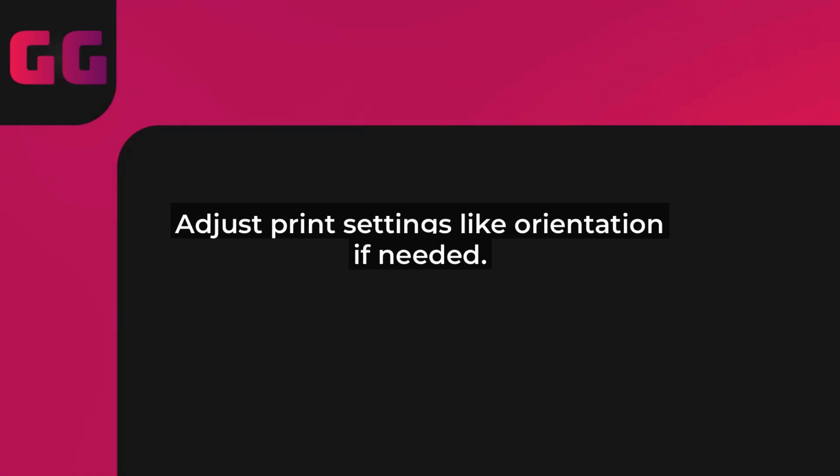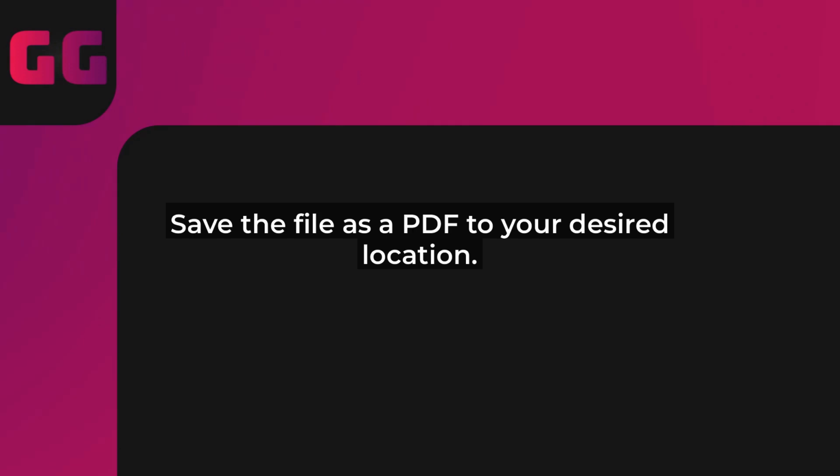Step 4. Customize your settings if needed, like choosing landscape or portrait orientation, adjusting margins, or scaling the content, then click Print. You'll be prompted to save the file, so pick a location on your computer, give it a name, and hit Save. And just like that, your HTML file is now a crisp PDF. It usually takes just a few seconds.